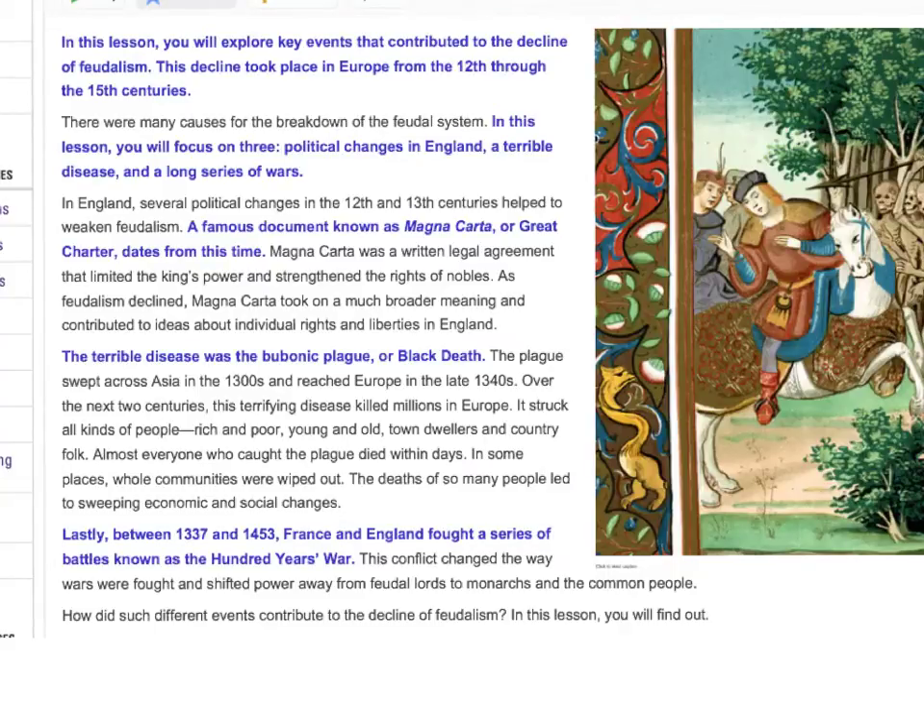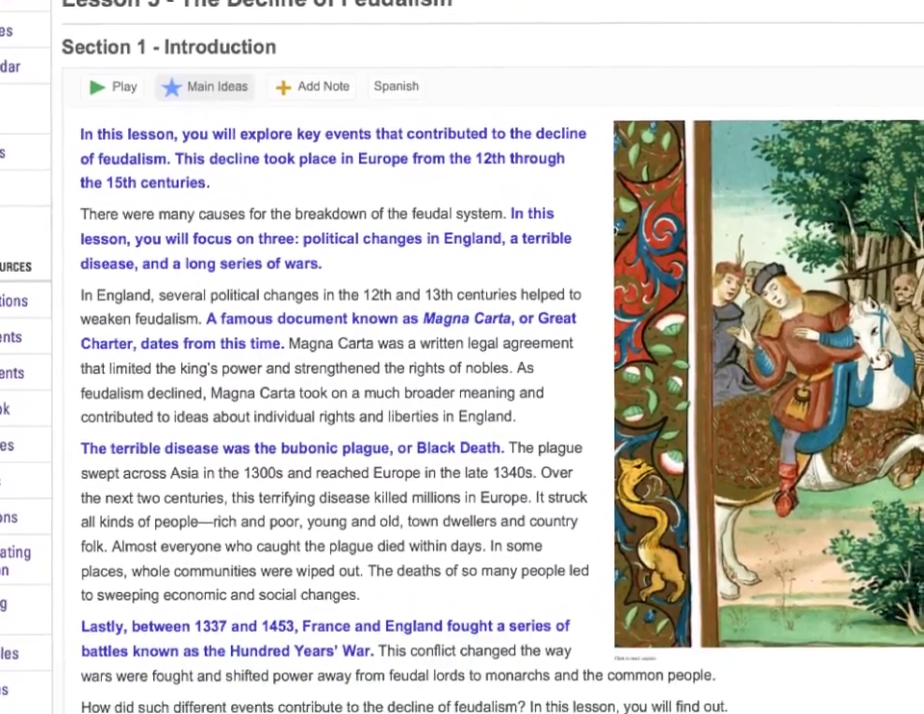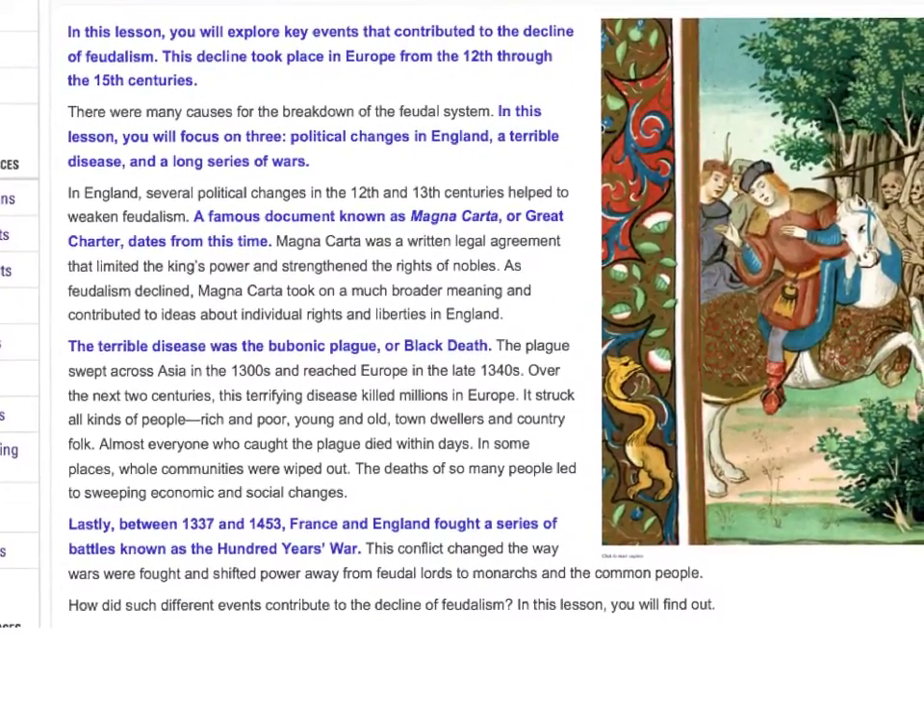All right, Chapter 5, Introduction, and we are talking about the decline of feudalism. And this is Section 1. So you see the main ideas are highlighted here, and we're going to be talking about key events that led to the decline of feudalism, the idea that we just learned about. And we're in the 12th through the 15th centuries, so this is about the year 1100 to the 1400s.